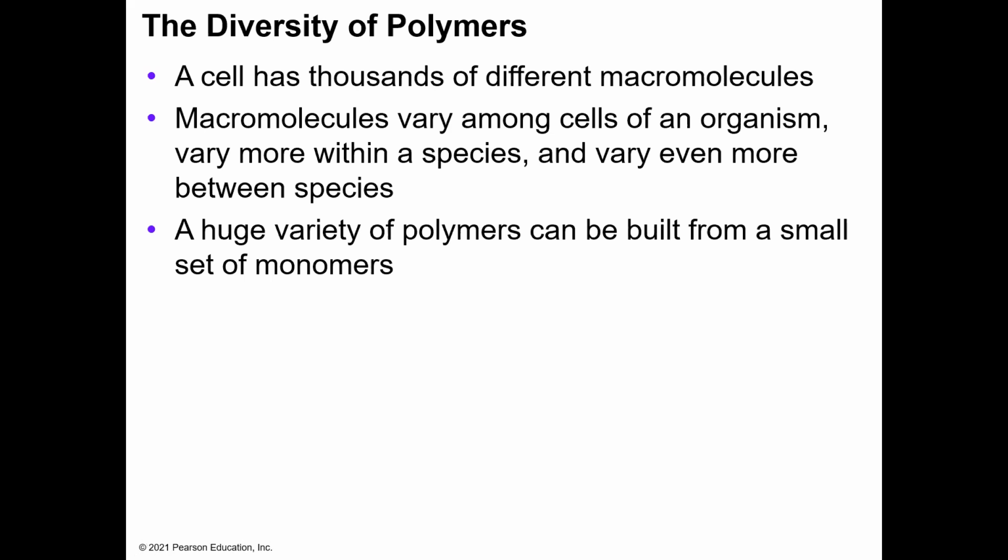The diversity of polymers. A cell has thousands of different macromolecules. Macromolecules vary among cells of an organism. They vary more within a species and vary even more between species. Every cell is different. If we're talking about the human body, for example, different cells have different functions and jobs. And so their ability to create and use polymers is vast.